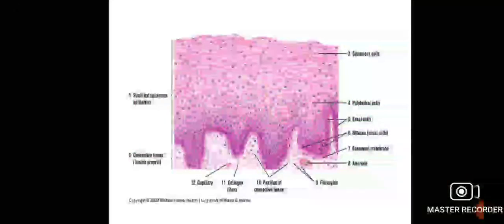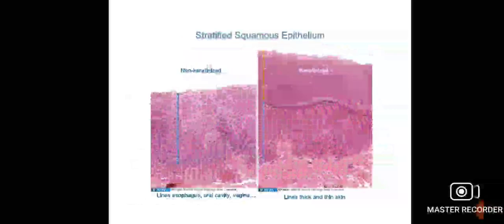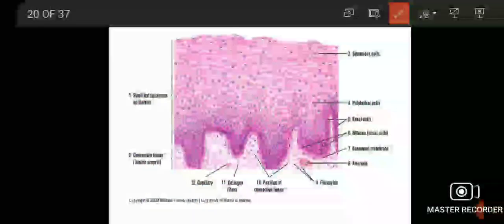Now in this diagram I can revise again that this is the basement membrane. These are the basal cells. Above the basal cells, there are multiple layers. These are all polygonal or polyhedral cells. The basal cells are cuboidal cells. Then these are the multiple layers of polygonal cells, and the most superficial layer is the squamous cells.